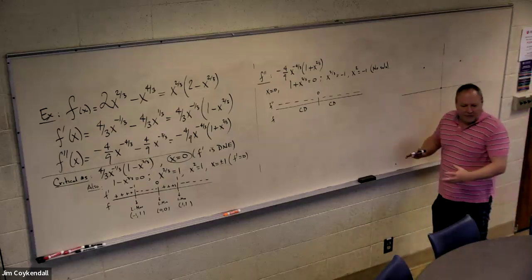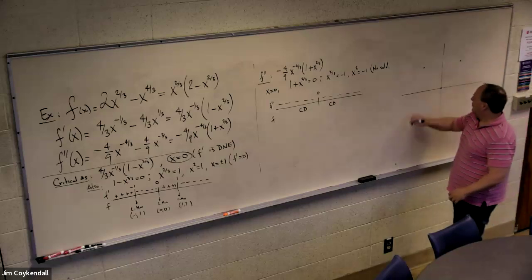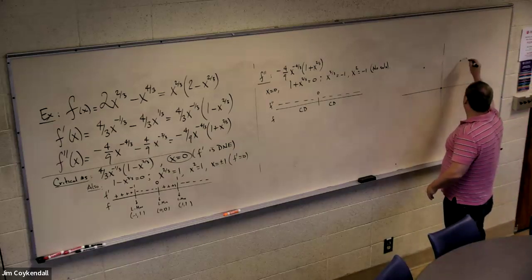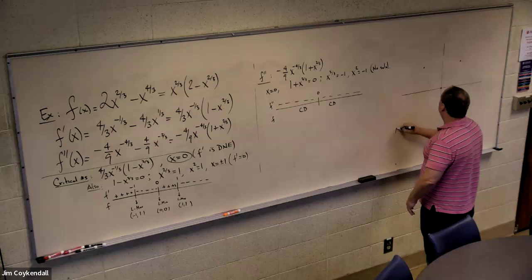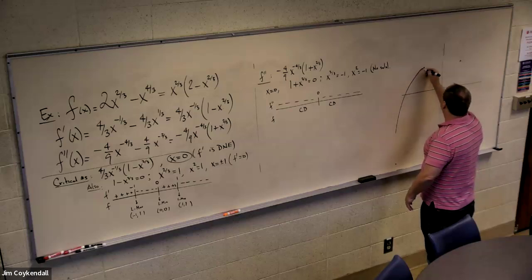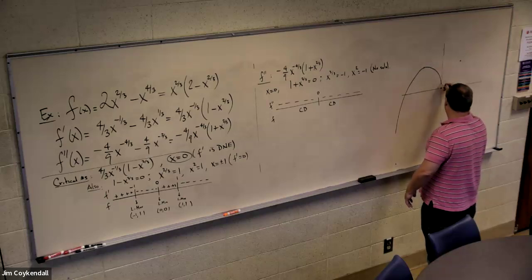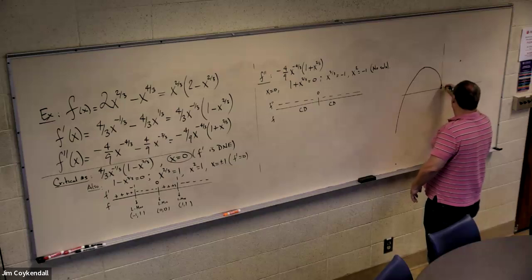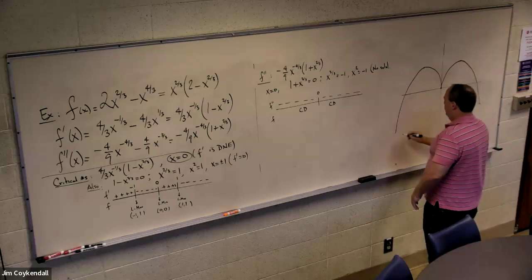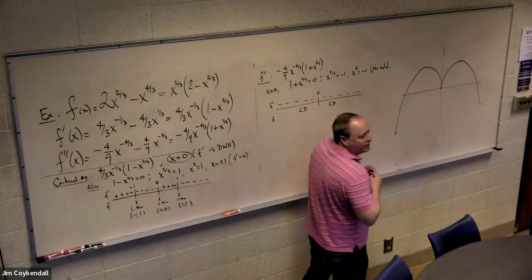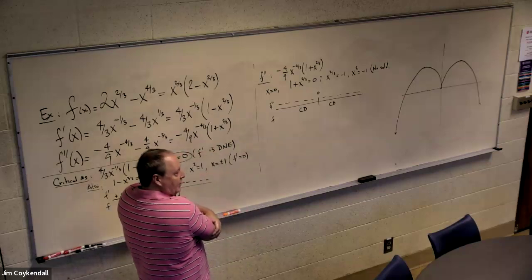Now, this is always concave down, always. So this is always sad. It increases, decreases, increases, decreases. Always unhappy. So it should be something like this. Got to stay unhappy. Any questions?